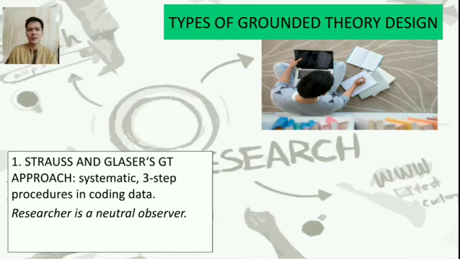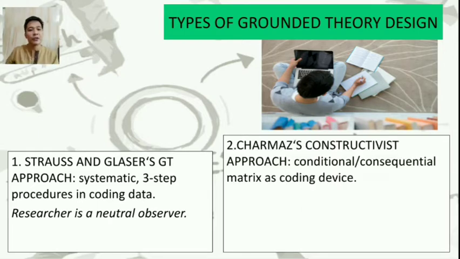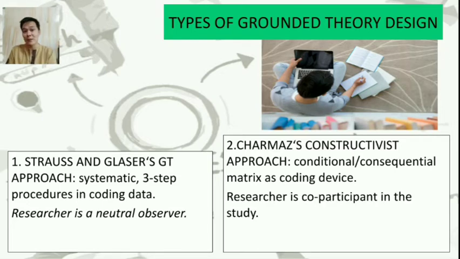So the researcher in grounded theory design as prescribed by Strauss and Glazers is a neutral observer, meaning passive ka lang, okay? In contrast to the second type of grounded theory design by Charmaz, Charmaz's constructivist approach naman, na gumagamit ng conditional and consequential matrix as coding device. I will be explaining all this later. In comparison to Strauss and Glazer's GT approach, in Charmaz, the researcher is co-participant in the study.